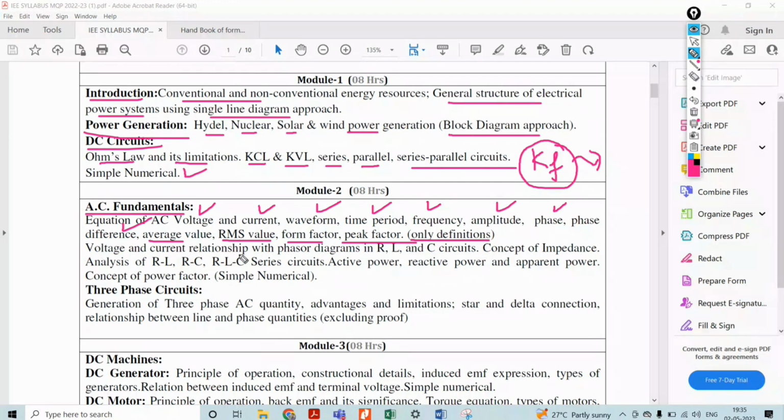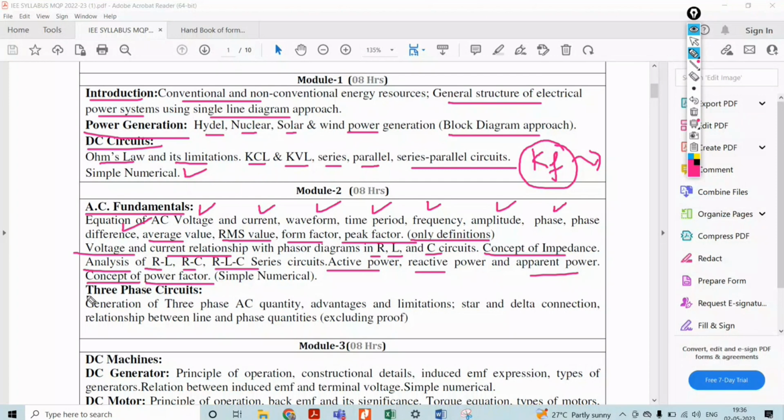Then the voltage and current relation in case of pure resistance, pure inductance, pure capacitance. Then you should also know the concept of impedance, especially in the case of the series RL circuit, RC circuit, RLC circuit. Remember, in an AC network there will be 3 powers: active power, reactive power, then apparent power. You can remember the definitions and the equations. Then the concept of power factor. There will be 3 definitions: cos phi, R by Z, then P by S.